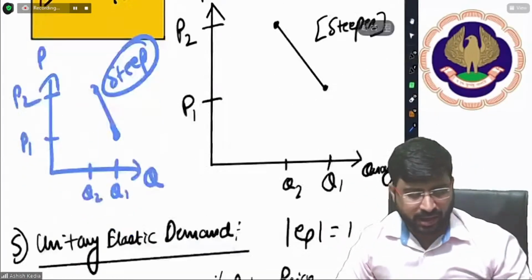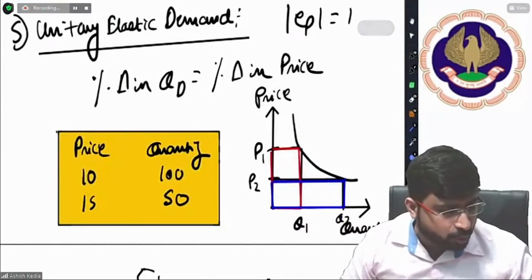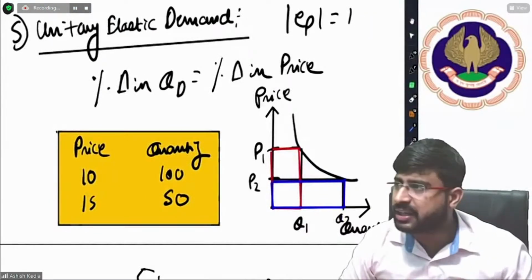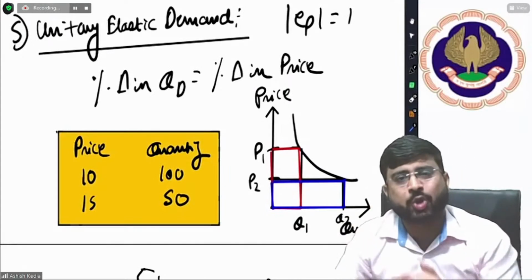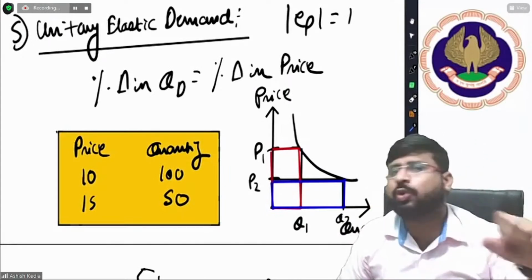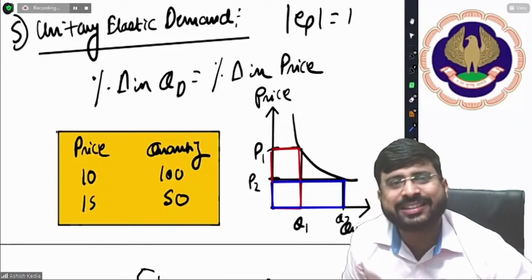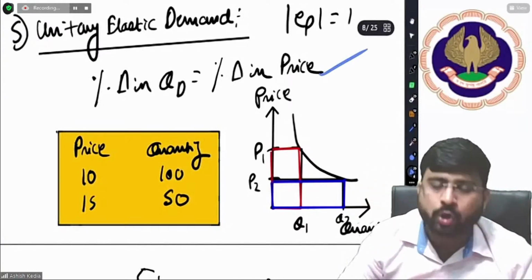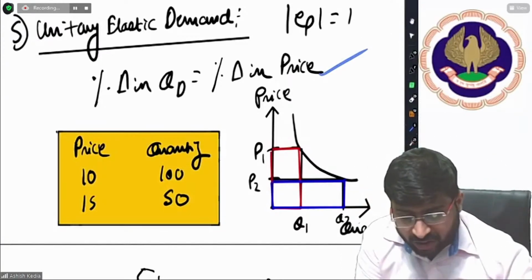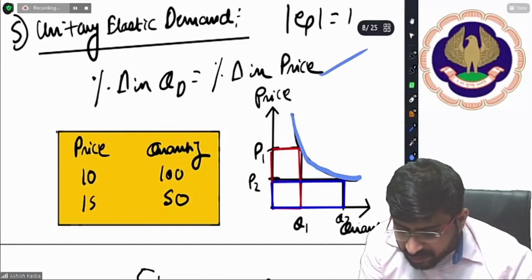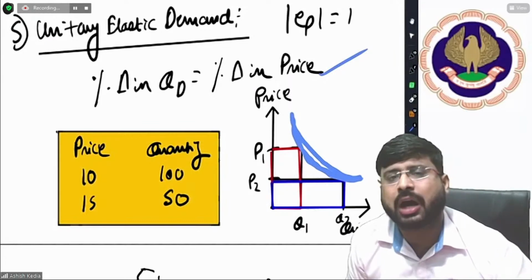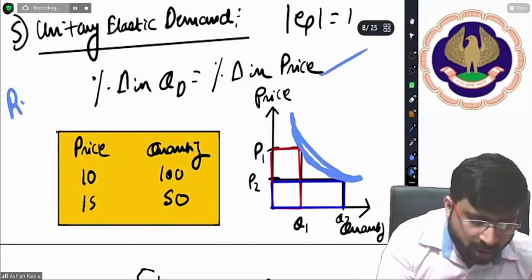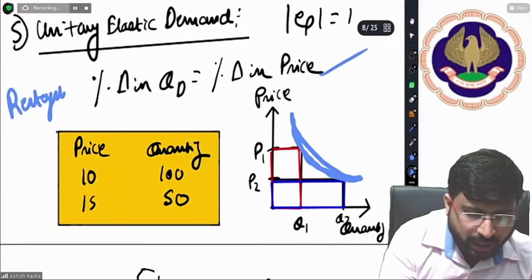And finally, we come to unitary elastic demand. Here, both are in equal Josh. That is, percentage change in quantity demanded will be equal to percentage change in price. This blue shape that you are seeing here is called a rectangular hyperbola.